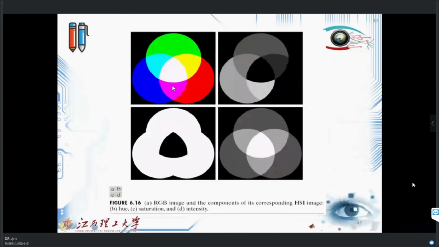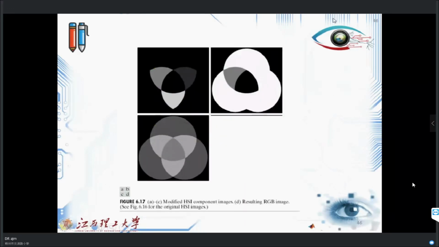Here I show the RGB image and the components of its corresponding HSI. Picture B is the hue, C is the saturation, and D is the intensity which we have here.